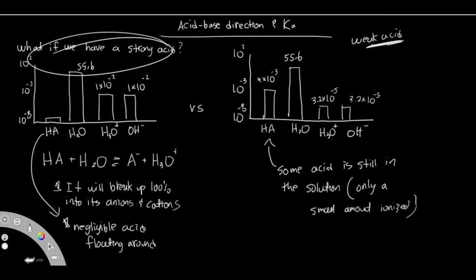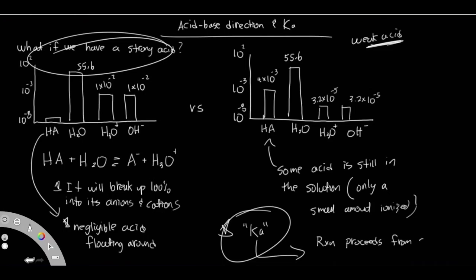Now, we're going to start looking at Ka, this value over here, because when we look at this Ka value, we're going to start understanding how a reaction proceeds, okay? When you have, like I said, a Ka value that is larger, the reaction will always proceed from a stronger to a weaker acid. I'll write this over here. Reaction proceeds from stronger to weaker acid.